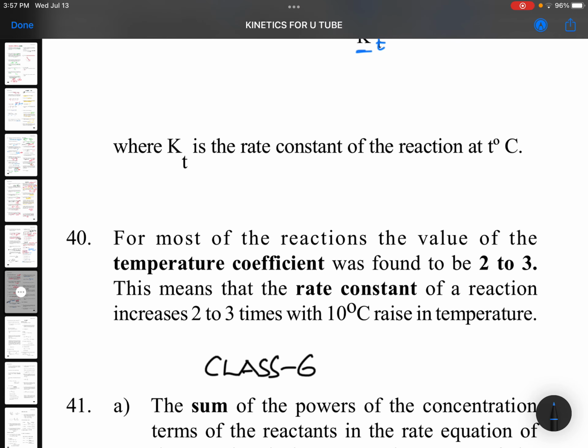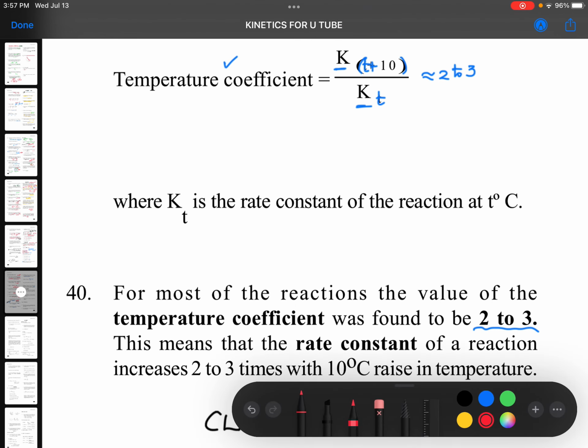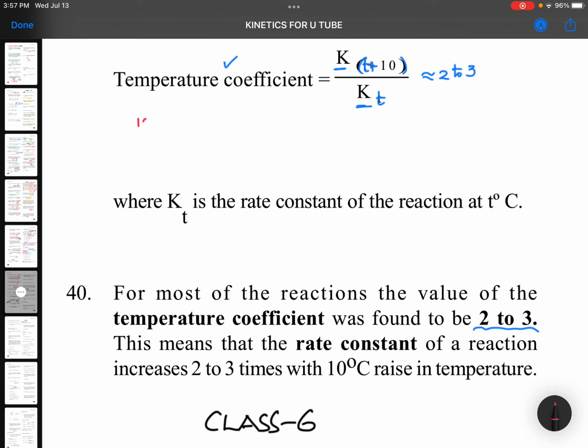For most of the reactions, the value of the temperature coefficient is found to be 2 to 3. This means that the rate constant of a reaction increases 2 to 3 times with the 10 degrees rise in temperature. So what type of questions can be asked? I will give you one simple example here. For example, at 10 degrees Celsius, rate constant value is 2, and temperature coefficient is again 2. So 10 degrees to 50 degrees, what will be the rate constant, they will ask.